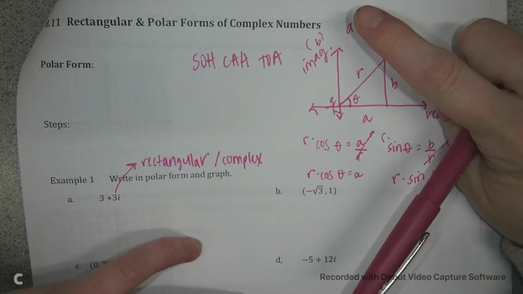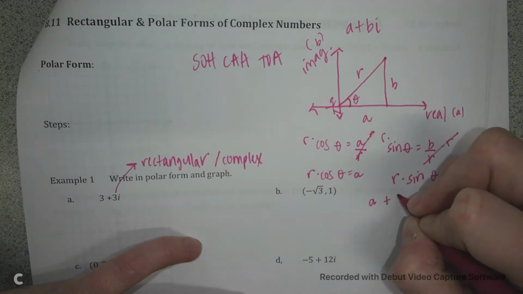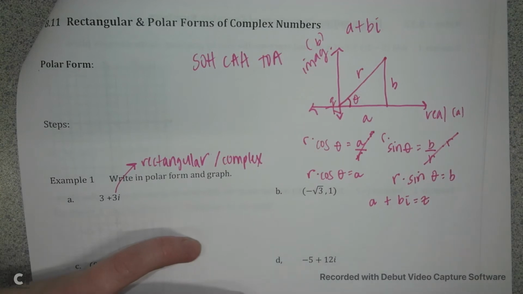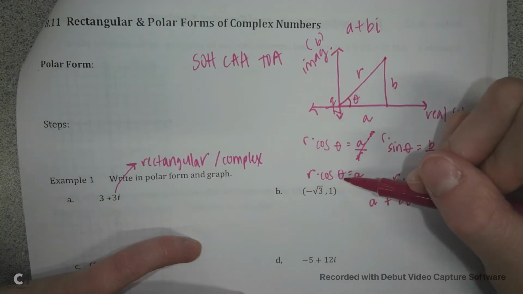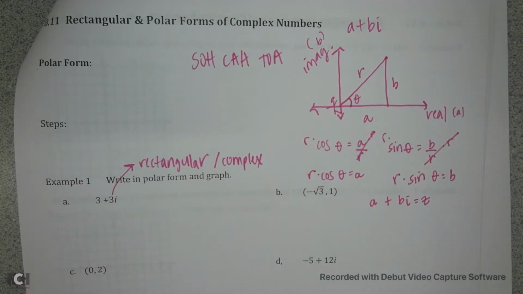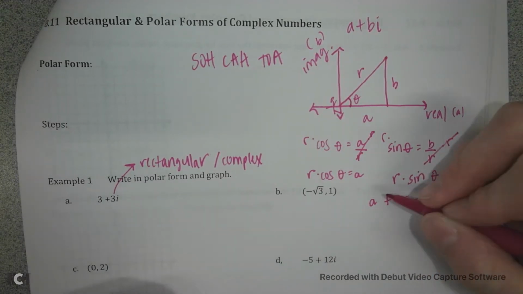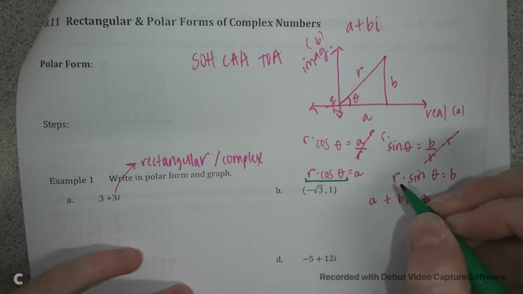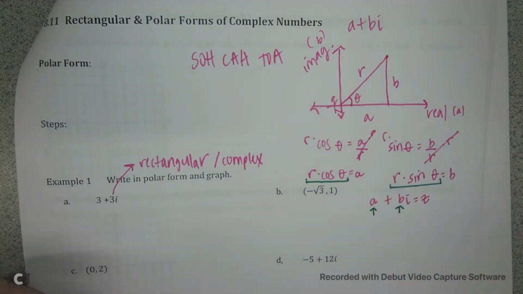Okay, so now let's go back to the beginning where we talked about our complex number, our real and our imaginary piece. And let's just say that equals z, because we need something there, why not? Okay, so I know that a is equal to r times cosine of theta, and I know that b is equal to r times sine of theta. So I'm just going to replace my a and my b with what they equal. I'm taking this and plugging it into my a, and taking this and plugging it into my b.